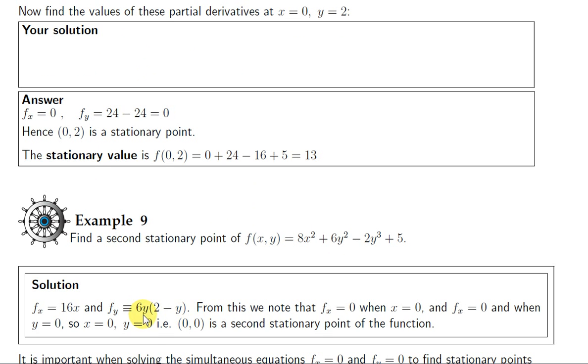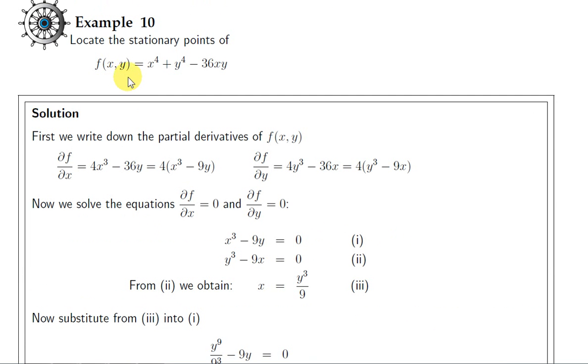So 6y equals 0 leading to y equals 0. 2 minus y equals 0 leading to y equals 2. Well, we already had y equals 2 as a solution. So this new solution now is y equals 0. So we put that solution with the solution for f sub x equals 0 because the point has to satisfy both equations simultaneously. So we put y equals 0 with x equals 0 and we get the point 0, 0. So that satisfies both of these equations. So this is a second stationary point of the function. So the two stationary points are 0, 0 and 0, 2. And we could go and get the z value of that by plugging 0, 0 into the function. You'll see that you'll actually get 5 if you do that.